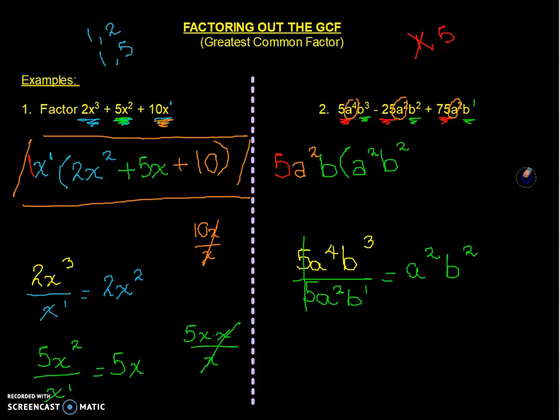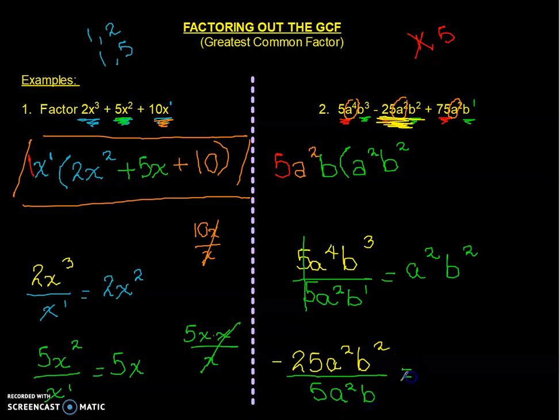So from here, I'm going to have to make a little bit more room. The second term is negative. Make sure to take the sign with the term. Negative 25 a squared b squared. I kind of wrote over it, but that was the second term. And I'm going to divide my GCF by it to see what happens when I factor it out of the second term.